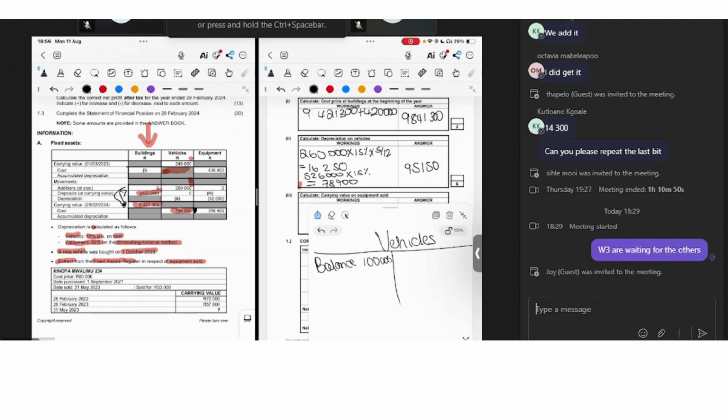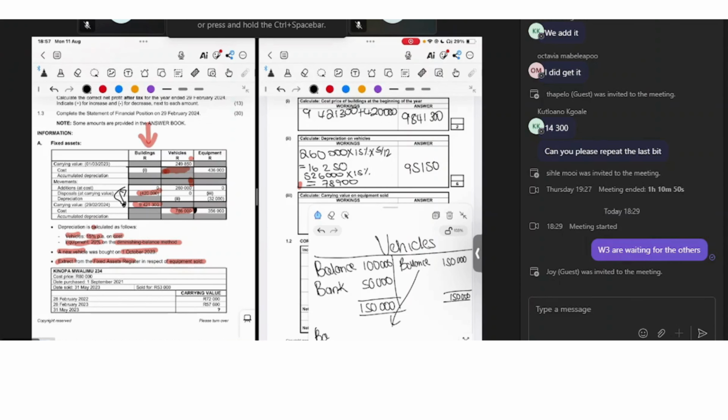Then the information they tell you, you bought vehicles. So you are increasing your vehicles on the same side, the debit side. Let's say you bought 50,000. Now, let's say they were asking, what is the closing balance? You would total up the debit side, have 150,000, then total up the credit side, have 150,000, and then your closing balance would be 150,000, and you would have to bring it down.